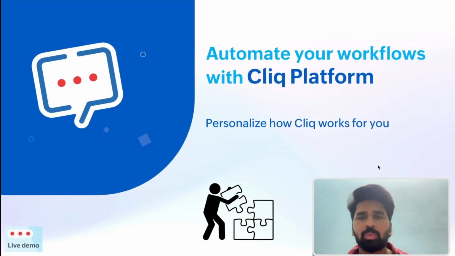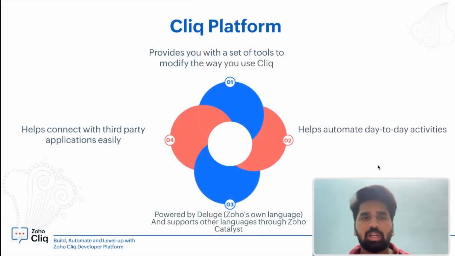With the Cliq platform, you can automate your workflows and personalize how Cliq works for you, making your day-to-day tasks faster, smarter, and more efficient. Cliq platform provides you a set of tools to modify the way you use Cliq. You can automate your day-to-day activities, and it also helps you to connect with third-party applications easily. And the most important factor is it is powered by Deluge, Zoho's own scripting language, and it also supports other languages through an external application called Zoho Catalyst.